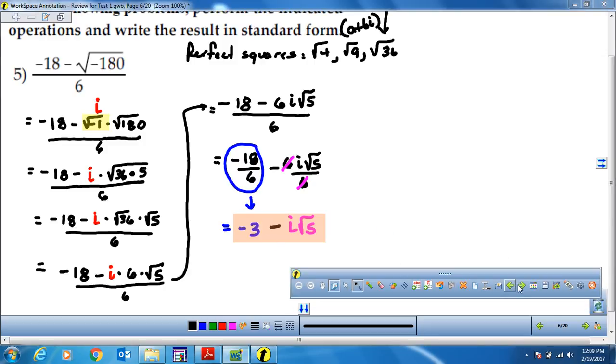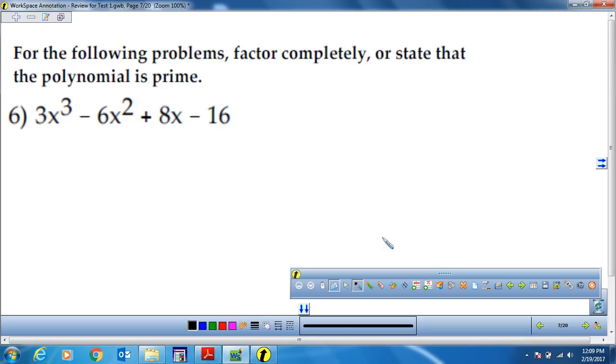Question number 6. Now we're going to get into the topic of factoring. So to factor, we are going to do the following. We have to first of all remember the process on factoring. To factor a polynomial completely, the first step is that we need to see if the whole problem has a greatest common factor that can be factored out.